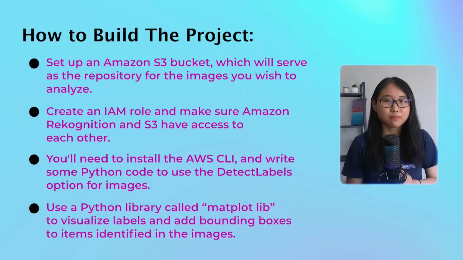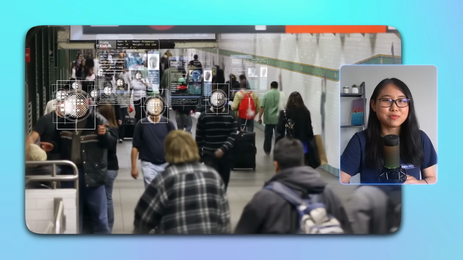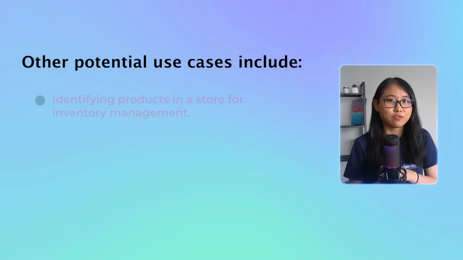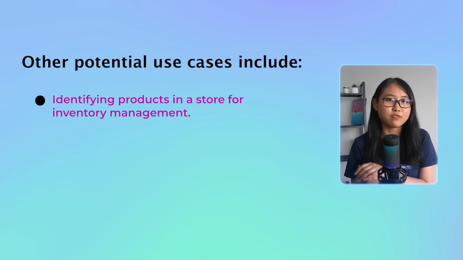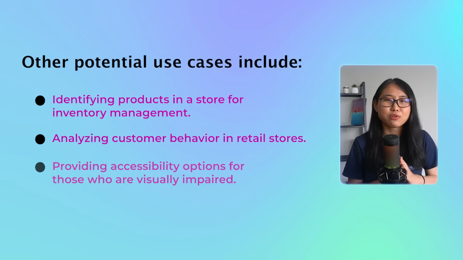And finally, use a Python library called matplotlib to visualize labels and add bounding boxes to items identified in the images. So this is the result of what one of your images could look like. You can see that Amazon Rekognition could be used in smart surveillance systems to recognize and report suspicious activities or objects on the road. Other potential use cases involve identifying products in a store for inventory management, analyzing customer behavior in retail stores, and providing accessibility options for those who are visually impaired.